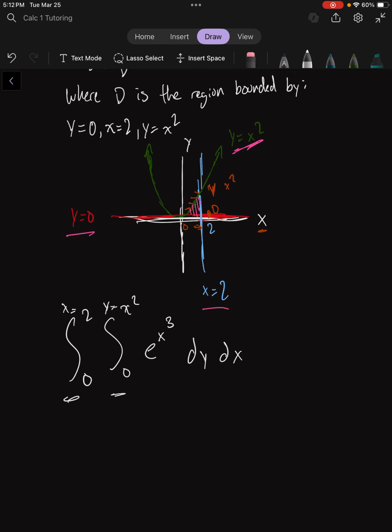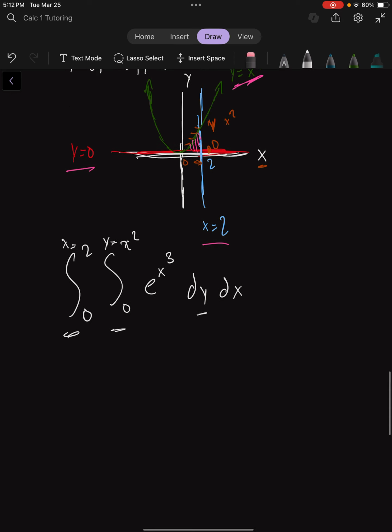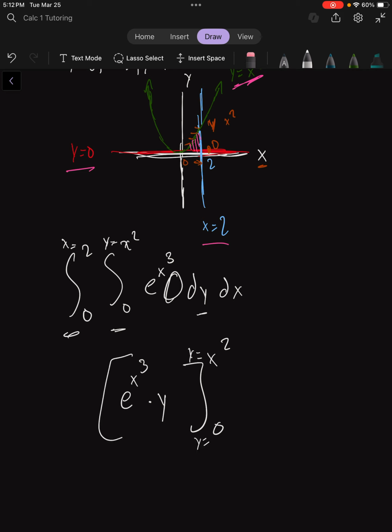So now we're going to integrate with respect to y. Since there's actually no y in this equation, we are just integrating a constant technically, which means we'll just add a y. So we'd have e to the x cubed times y, evaluated from y equals x squared to y equals 0, and then we'll have x equals 2 to 0 dx still.